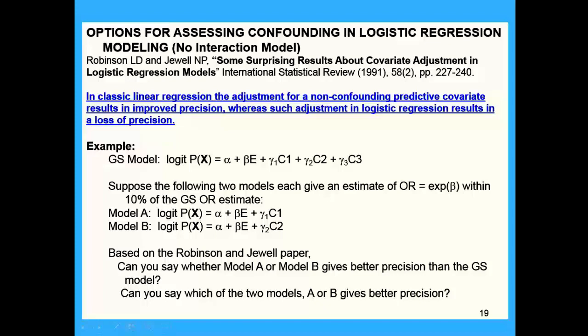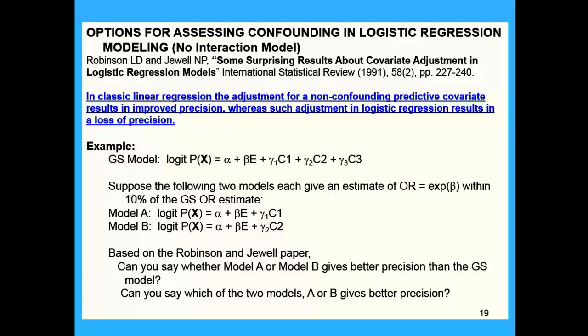They say, in classic linear regression, the adjustment for a non-confounding predictive covariate results in improved precision, whereas such adjustment in logistic regression results in a loss of precision. That's what this says. So if you were doing logistic regression and you had three variables and you decided that two of them you had to control for because they were confounders, and the third one wasn't a confounder, okay?